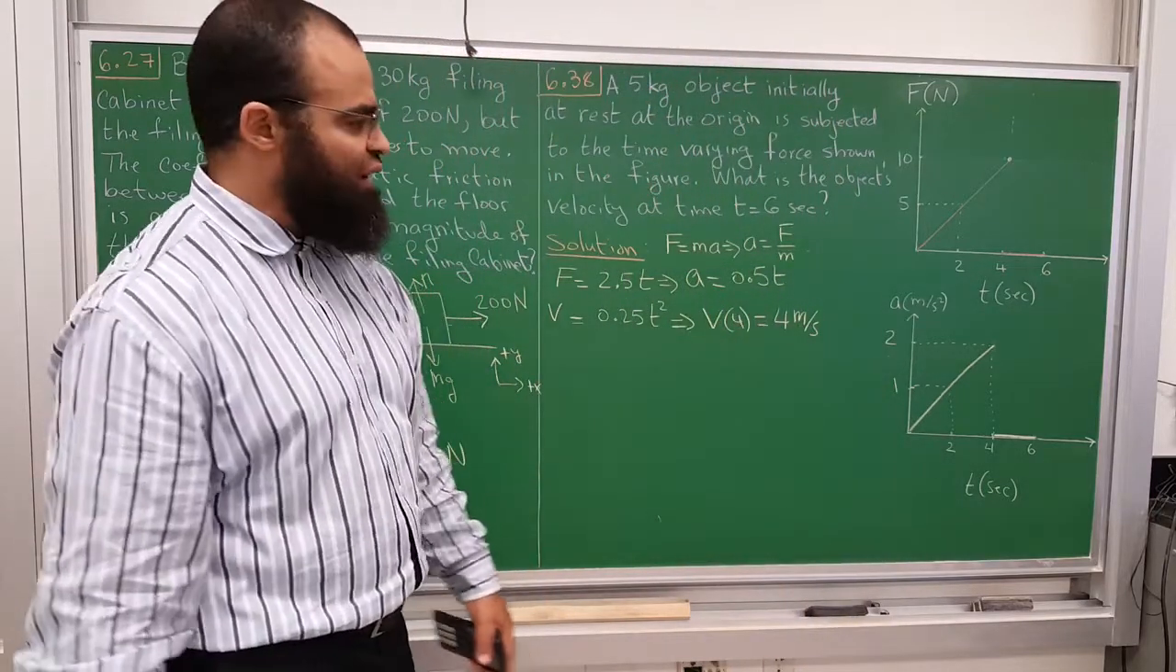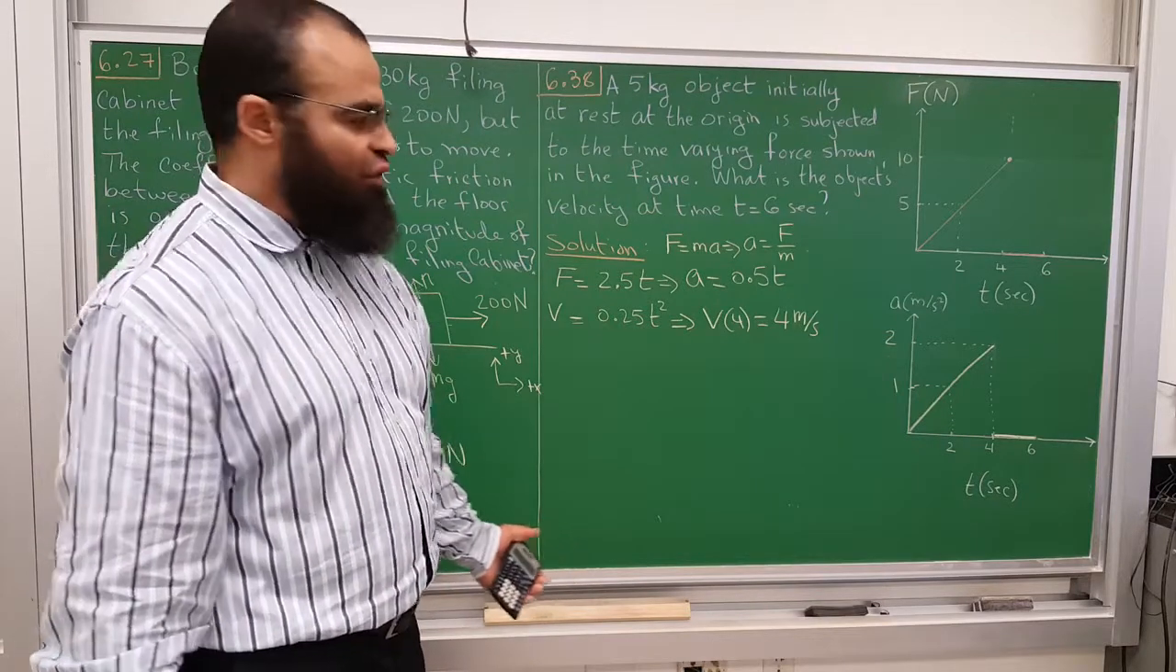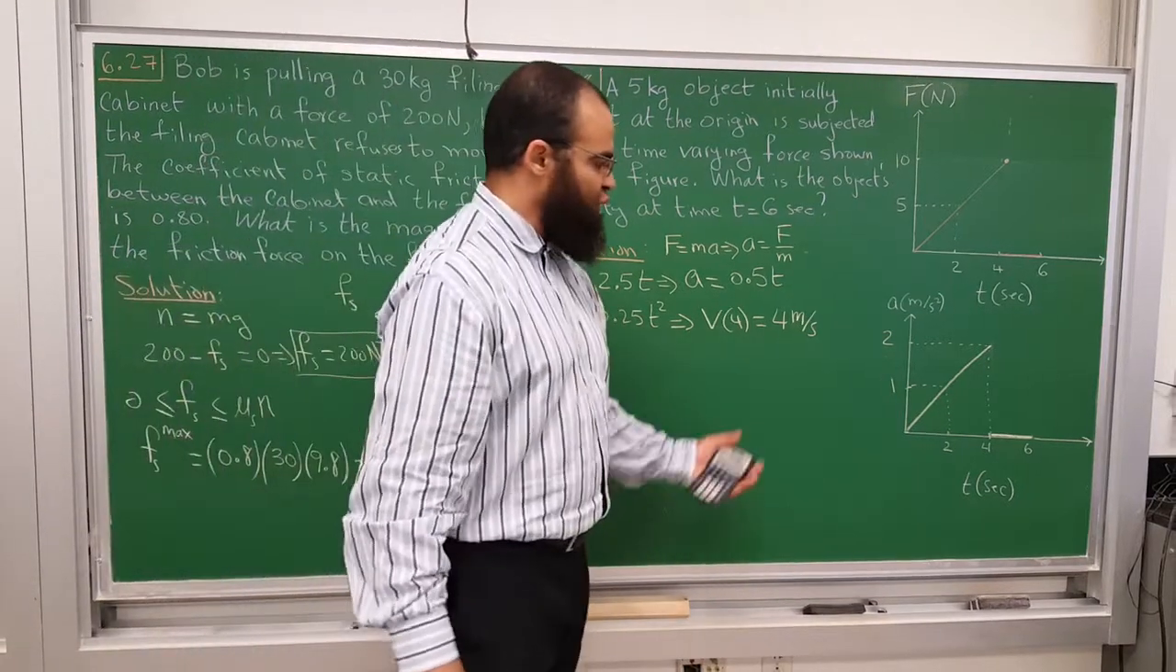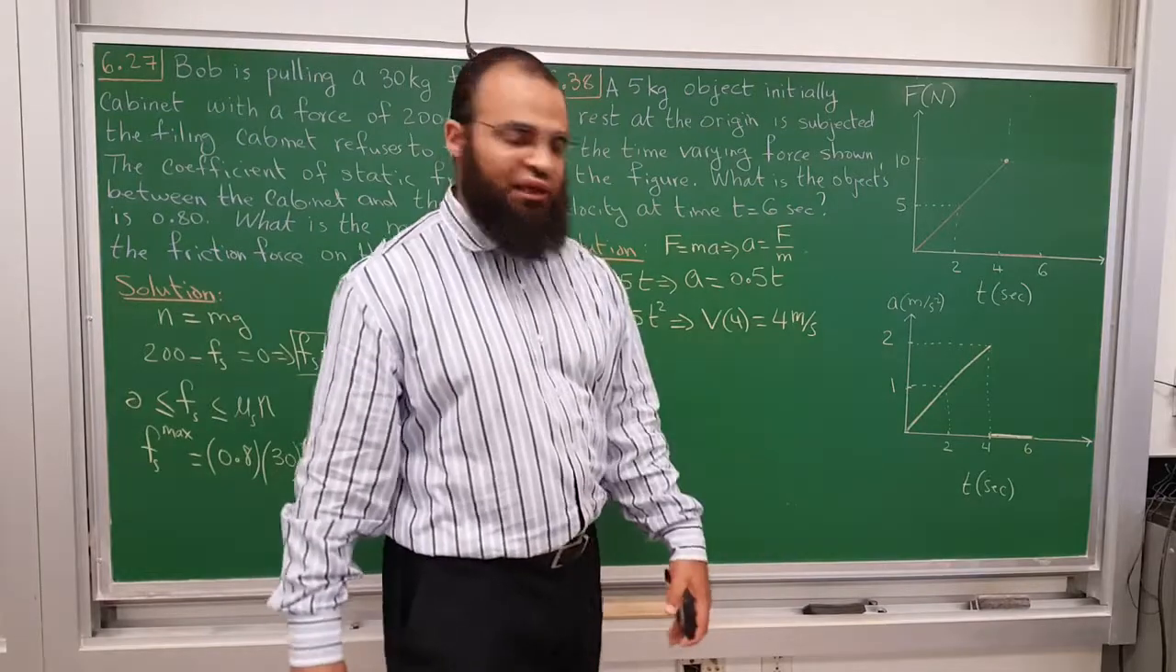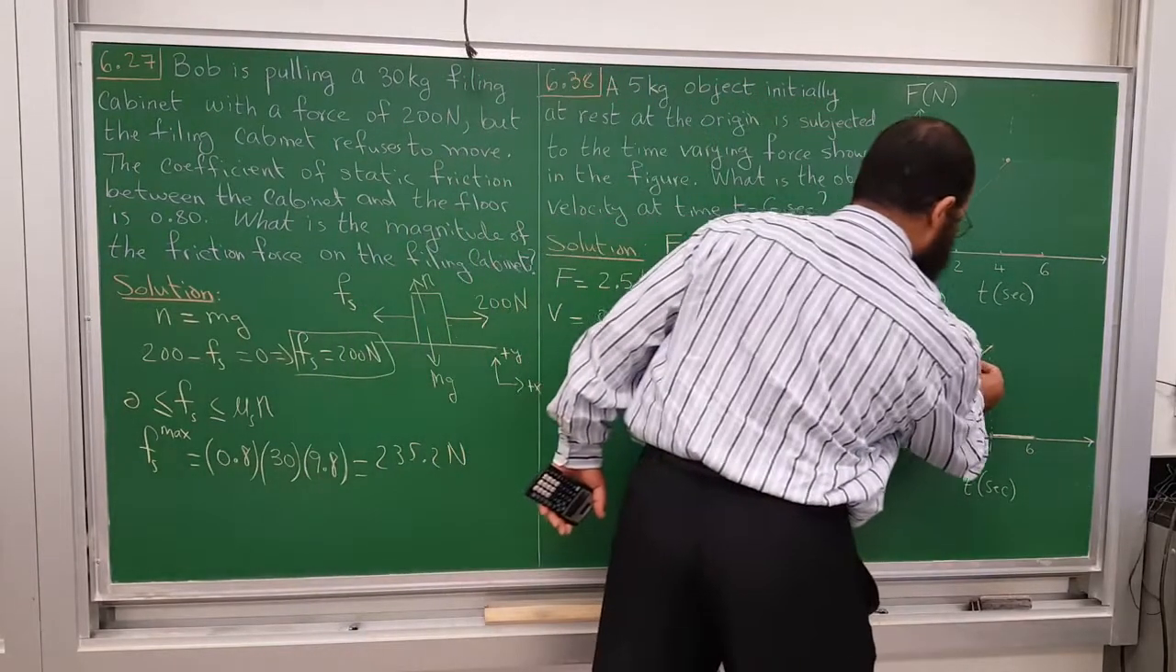A different way to do it: since the velocity is the integral of acceleration, what you can do is simply say, well, it's the area under the curve. So it's this area.